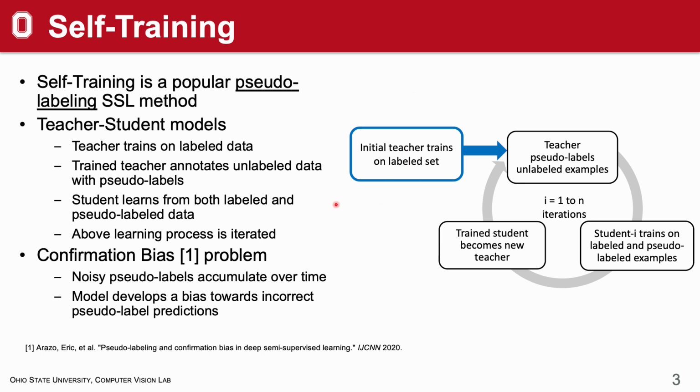However, this training setup faces a problem called confirmation bias, which is the result of accumulation of noisy pseudo-labels which are generated as a result of incorrect pseudo-label predictions given by the teacher model. This results in the student model developing a bias towards confidently predicting incorrect pseudo-labels for the subsequent iterations of self-training, which can degrade the performance of such self-training models.